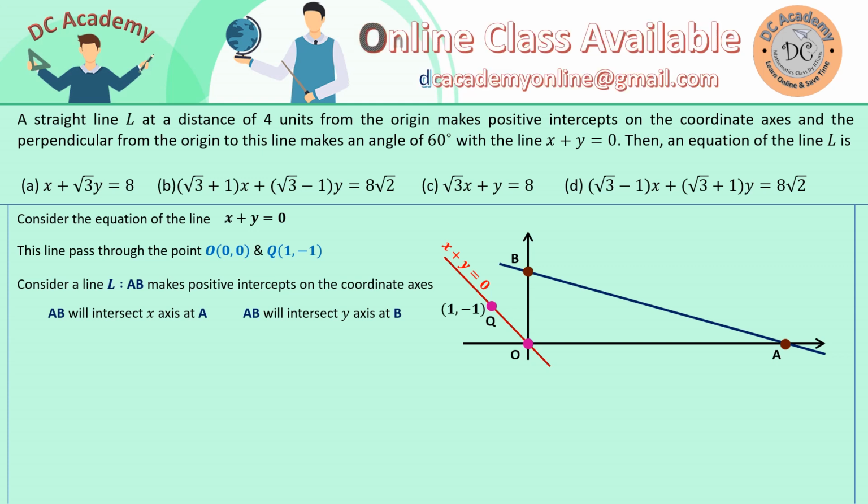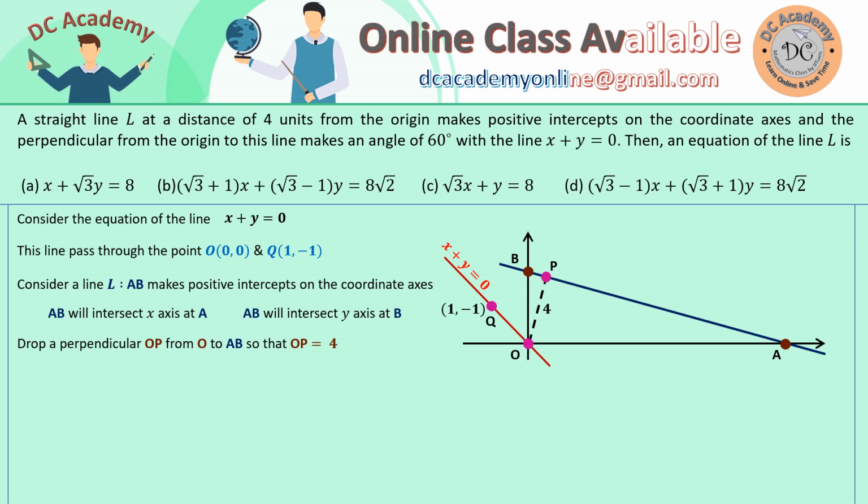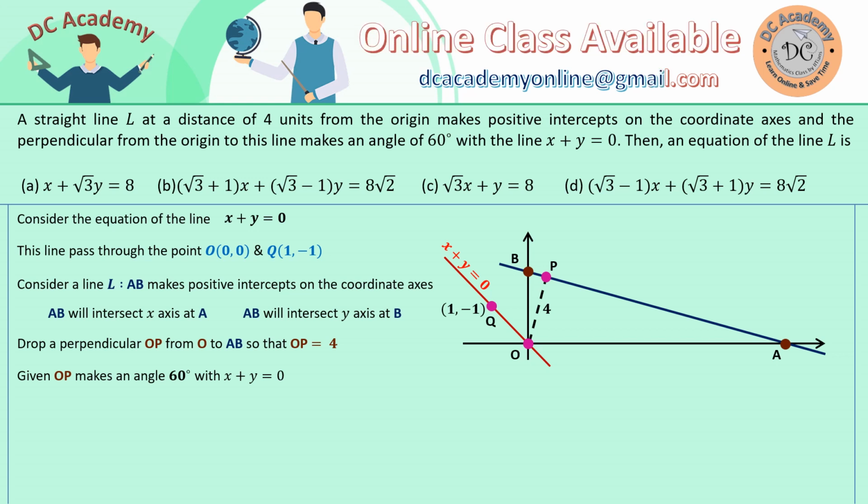Now a few more pieces of information are also available so that we can go ahead and find that. So let's observe that. Here we first drop a perpendicular OP from O to AB, so that OP is given as 4. It also says that OP makes an angle 60 degree with x plus y equal to 0. So I mark the angle 60 degree, which is angle POQ. These are the given information.